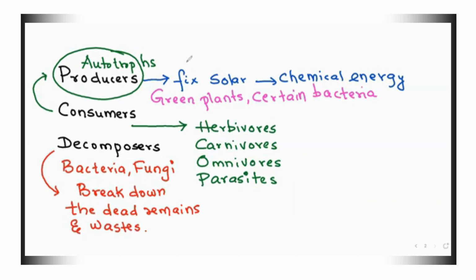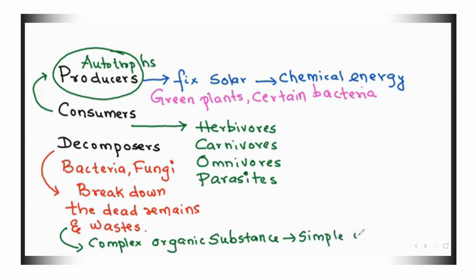Basically, they are converting complex organic substances to simple inorganic substances. This is what decomposers do. And the two major naturally occurring decomposers are bacteria and fungi.